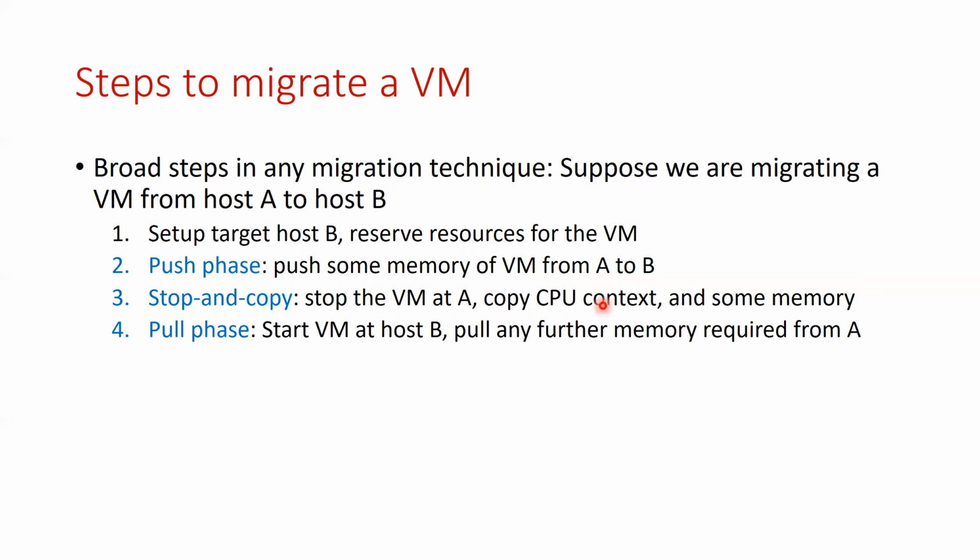And then once the VM starts at host B, you push some memory initially, you stop the VM, copy the context, and start the VM at host B. At this point, any memory that is still left over at A can be pulled after the VM starts at B. So this push phase and pull phase both happen when the VM is running. Only the stop and copy phase is when the VM is stopped to transfer the CPU context.